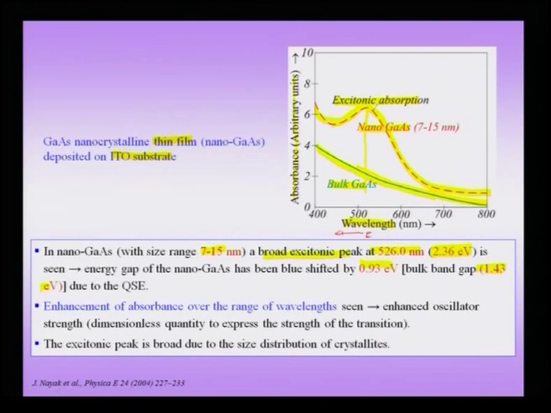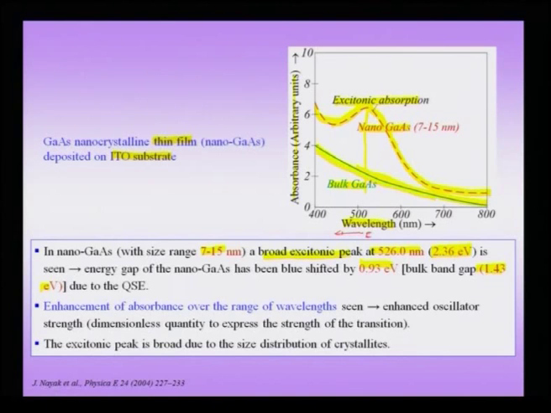So, to summarize this important slide, you see that bulk gallium arsenide has a different absorption spectrum as compared to nano gallium arsenide. In the nano gallium arsenide, you observe a very strong peak in the absorbance at 526 nanometers, and this strong absorption peak corresponds to a band gap of about 2.36 eV, which is blue shifted with respect to the bulk gallium arsenide. That means this happens at higher frequencies, or in other words at lower wavelengths.